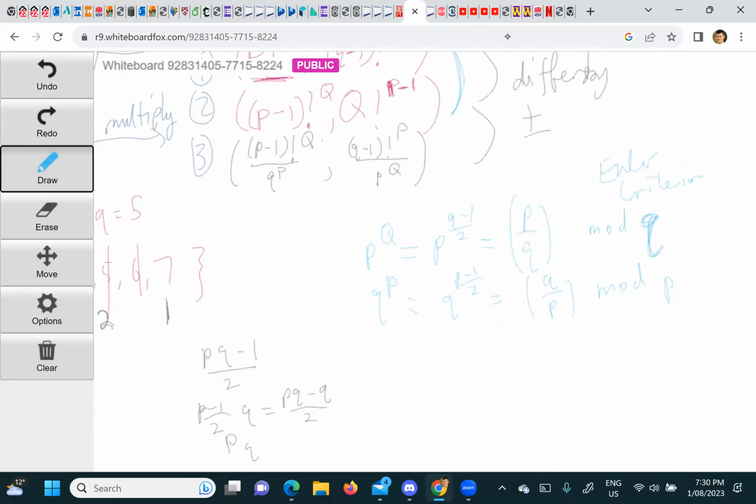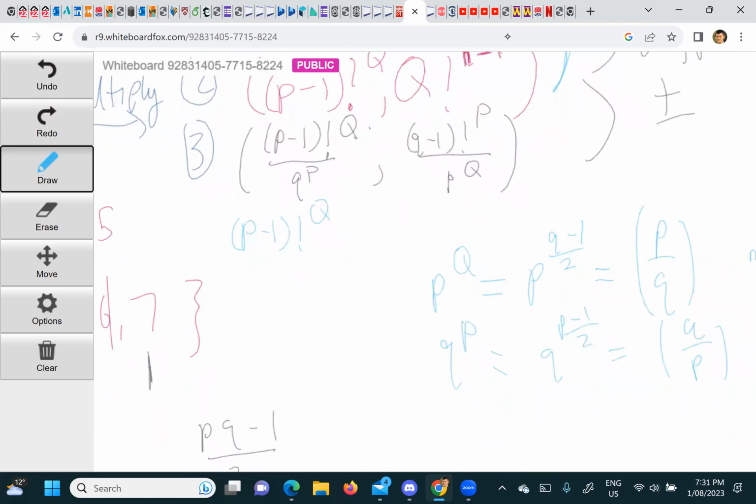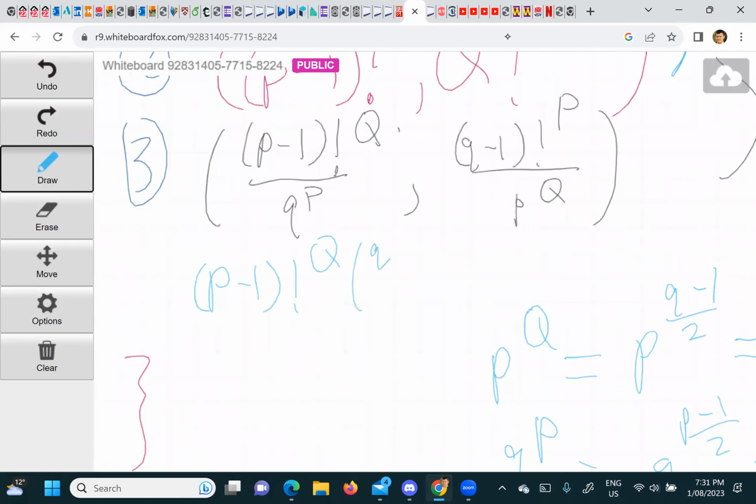And the cool thing about this, because the numbers are either 1 or minus 1, is that it doesn't actually matter if it's in the numerator or denominator, because 1 or minus 1 in the denominator is the same as in the numerator, right? So this term here you can write as P minus 1 factorial to the power of capital Q times, and Q to the P we just said was this Q over P symbol. And then this is literally q minus 1 to the p. So there's no denominators, and this is the other symbol, p over q.